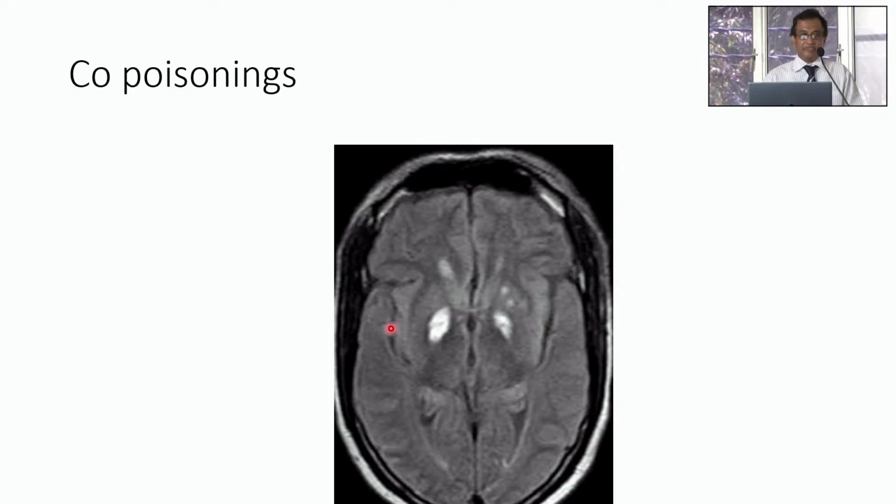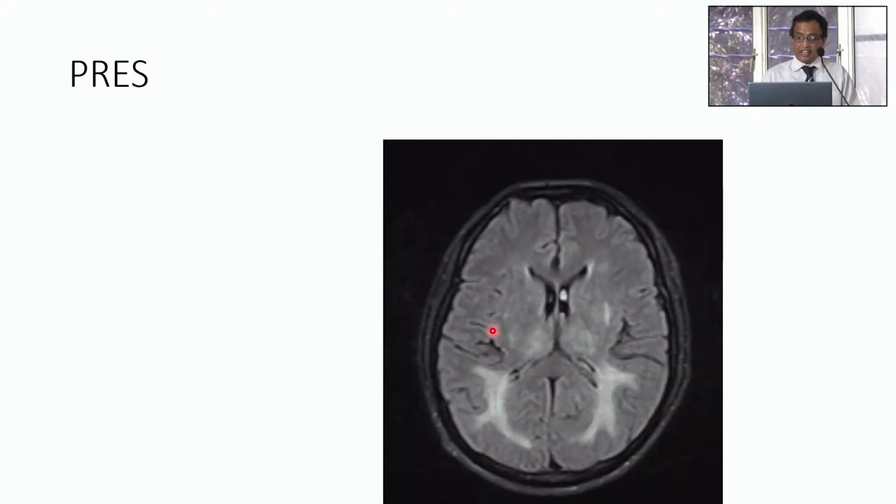Then I show some MRI images of interest for stroke mimics. This is the first one I showed you, carbon monoxide poisoning. Here it shows a clear hypersignal area in the basal ganglia region. That is carbon monoxide poisoning. And this one is the PRES syndrome I showed earlier, which shows hypersignal area in the white matter, particularly in the posterolateral region and the occipital region. This is due to PRES syndrome.